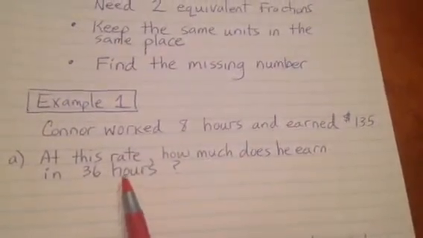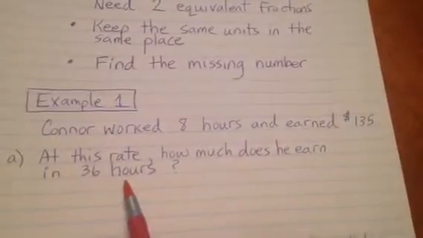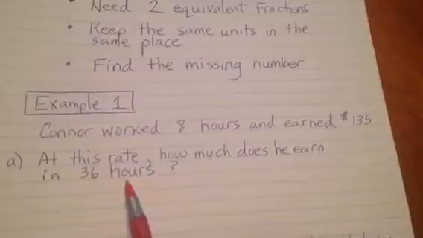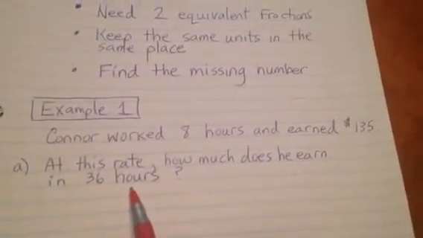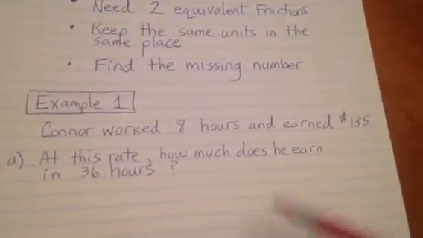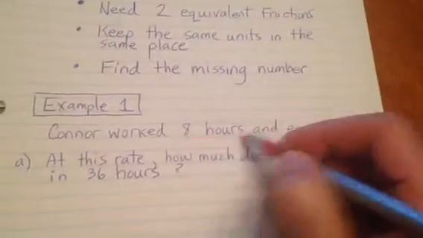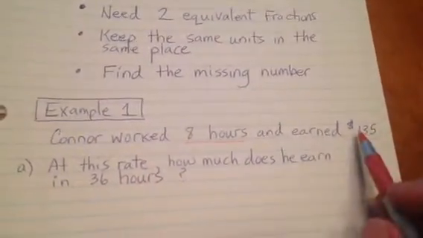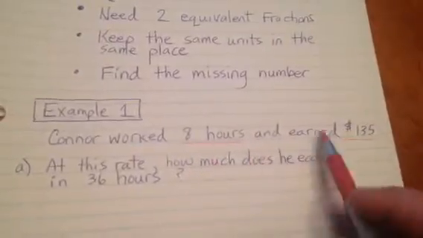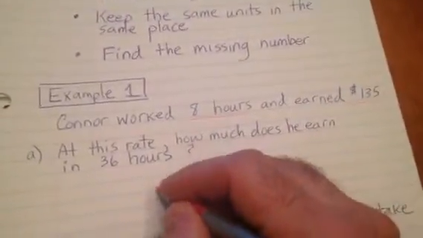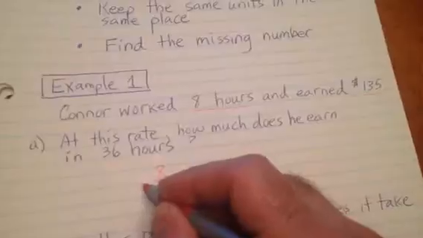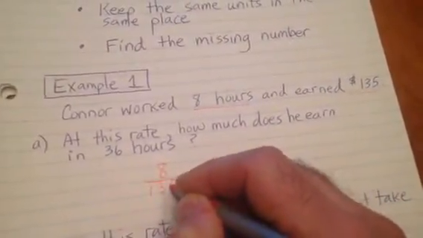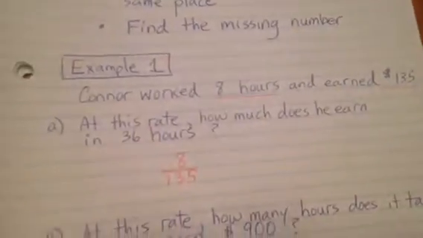Now, instead of using unit rate, watch what I do. I'm going to set up two equal fractions, keeping the same units in the same place. So 8 hours, $135 was what I was given. I'm going to write these two numbers as a fraction. So 8 on the top and 135 on the bottom. It doesn't matter which one you put on top and bottom.